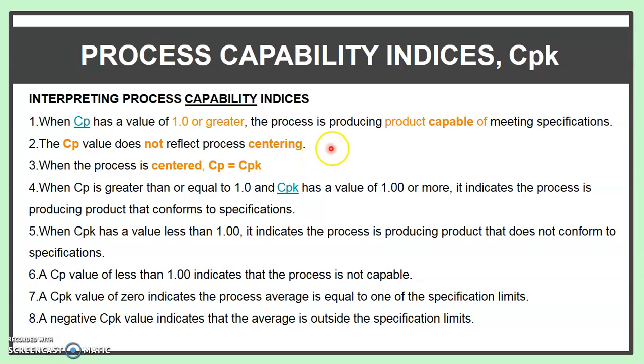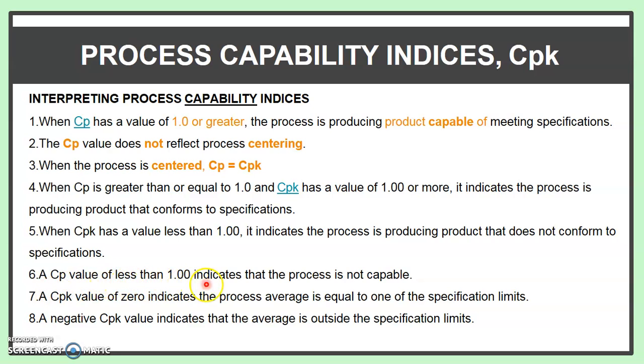Therefore, you have to calculate another index, Cpk. When the process is centered with lower variation, the Cp is equal to Cpk. So when the Cp equals Cpk, that means the process is centered. When the Cp is greater than or equal to 1, the Cpk has a value of 1 or more. That may indicate the process produces product that can fulfill the requirement of the customer. When the Cpk has a value less than 1, it indicates that the process is producing a product that does not conform to the specification.